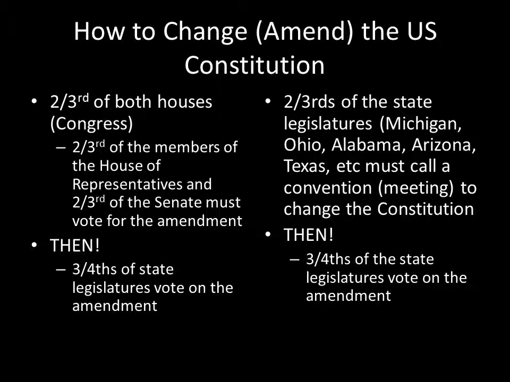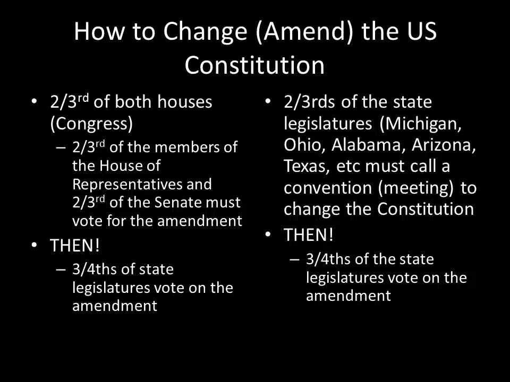What does this all mean? How to change or amend the U.S. Constitution. Two-thirds of both houses of Congress, two-thirds of the members of the House of Representatives and two-thirds of the Senate, must vote for the amendment. Then three-fourths of the state legislatures vote on the amendment.